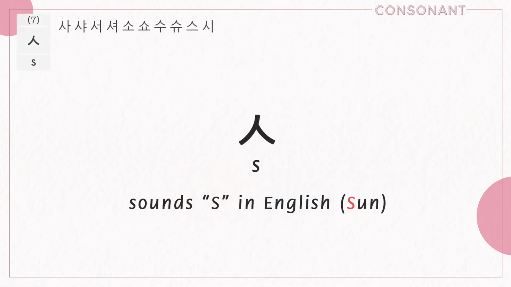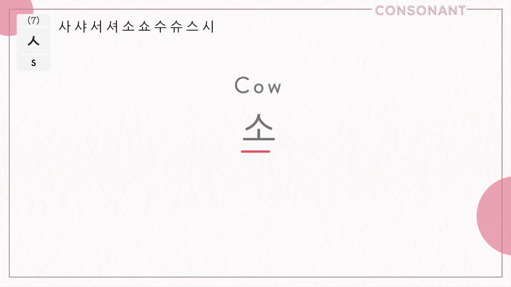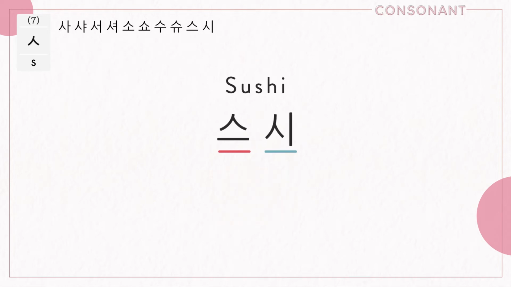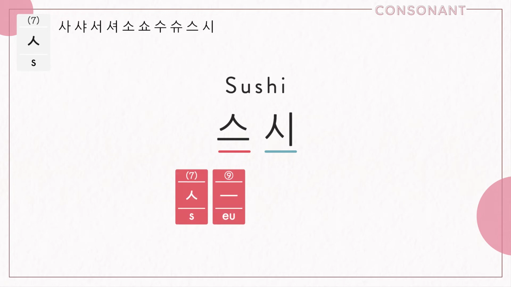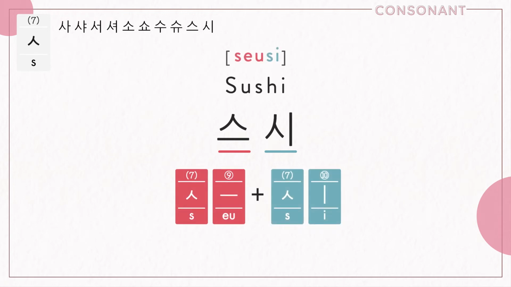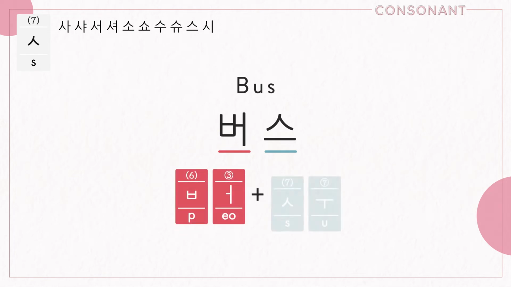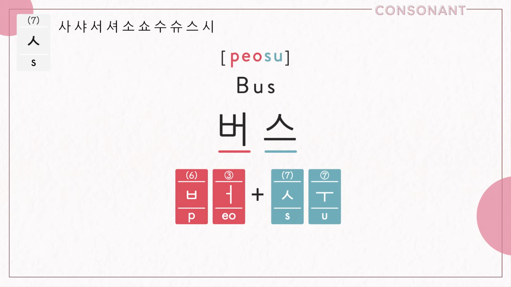Next is the S sound. Cow, so is one letter, so. Sushi, sushi is su plus shi, sushi. Bus, bosu is bo plus su, bosu.